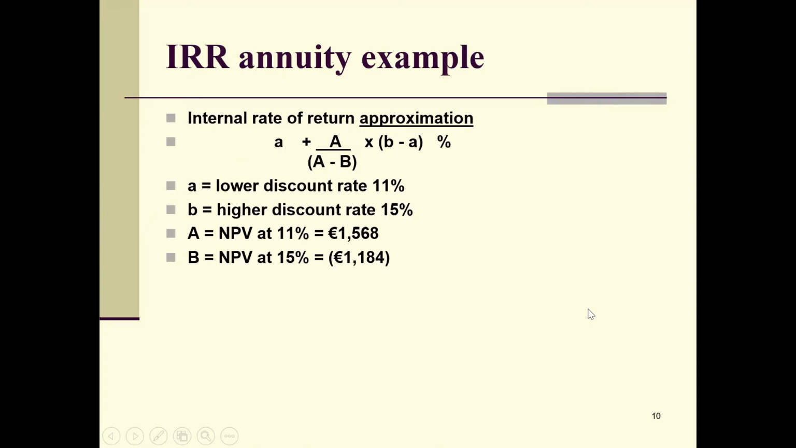Now, yours will be different. Like if you chose 12%, you would have got a positive NPV. 13%, probably just a bit positive. After that, you're heading into negative territory. If you chose 20%, it'd be a large negative, depending on what you chose. But I have 2 rates, 11 and 15. I got 2 NPVs. One positive, one negative.